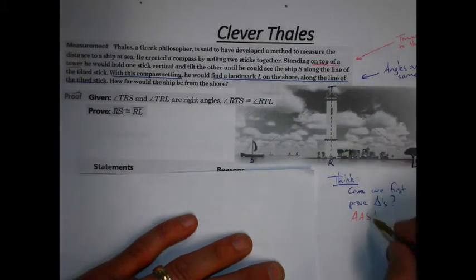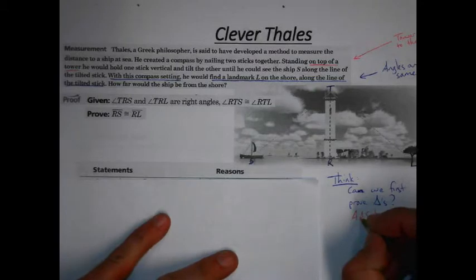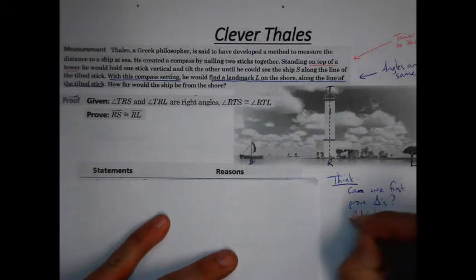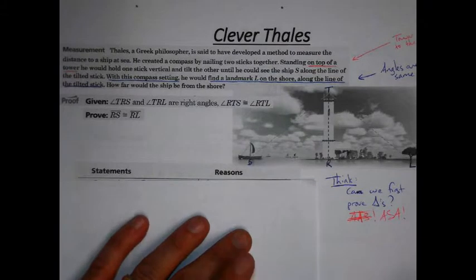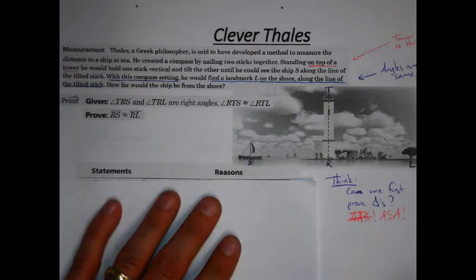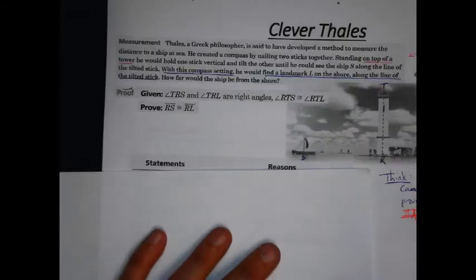I wrote the thing wrong. Can we get angle side angle congruence? And the answer is yes. So let me fix that. Angle side angle. So we can use angle side angle to have our two triangles, and then we can prove the parts. So let's jump in, shall we?